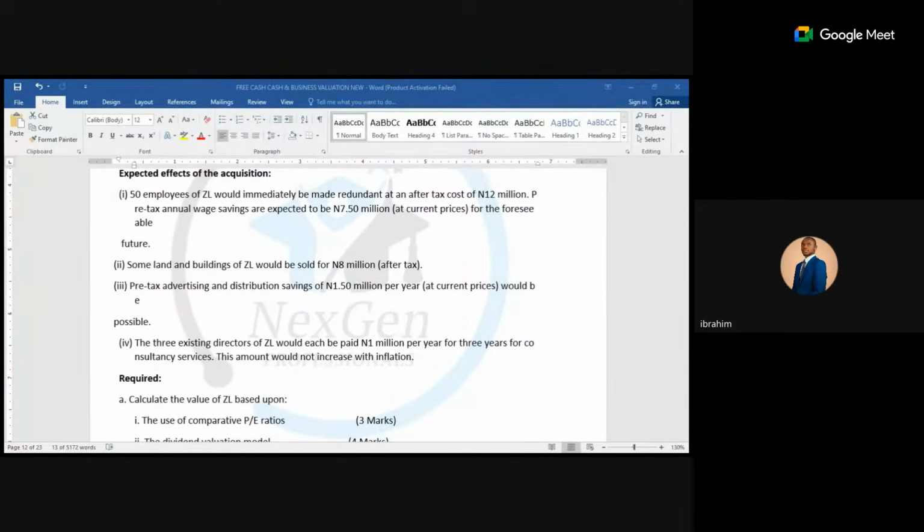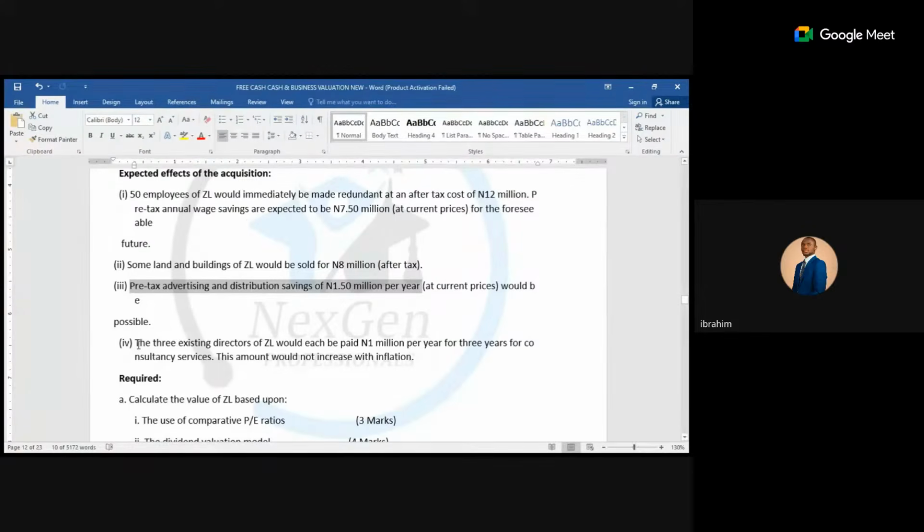So next we have the pre-tax advertising and distribution savings, right? So we still have a savings here. Can you see? We have pre-tax savings at current price, meaning that inflation is yet to take effect, and that will be real cash flow.